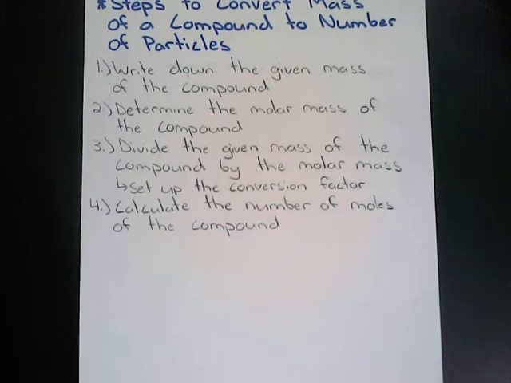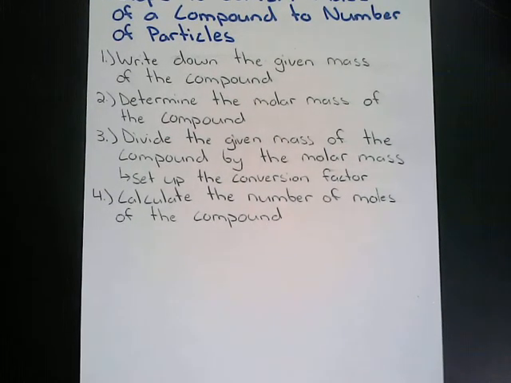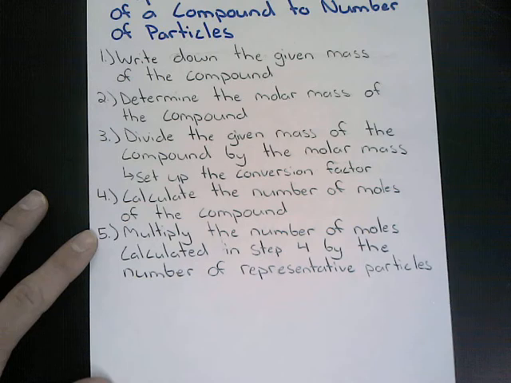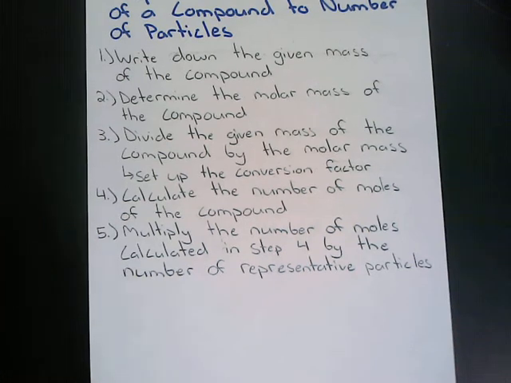Once you've calculated that step there, you can multiply the number of moles calculated by the number of representative particles in 1 mole. Now, as a reminder here, 1 mole of anything equals 6.02 times 10 to the 23rd representative particles.